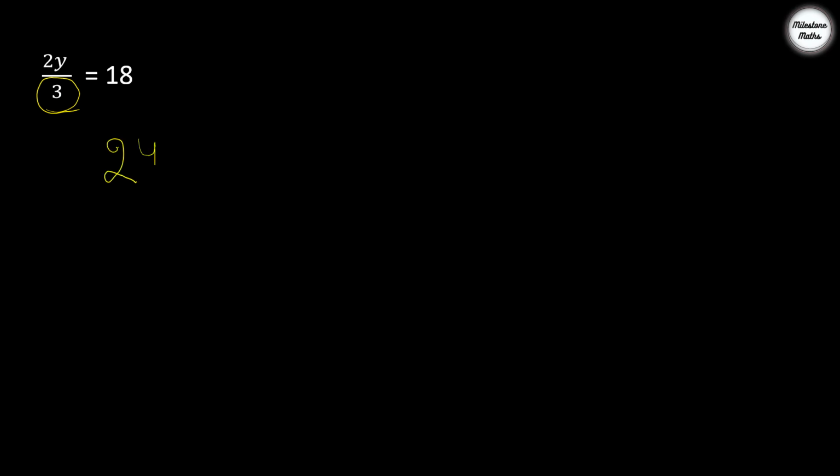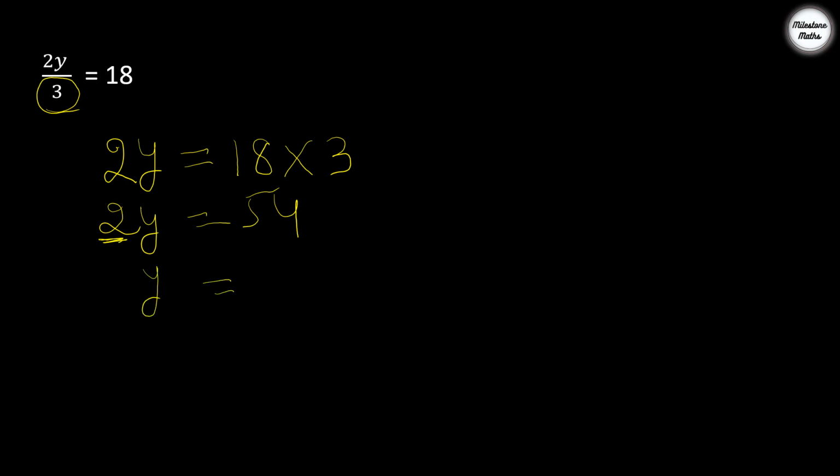So when you are transposing it to the right hand side, division will become multiplication. So 18 multiply 3, so this is 2y equals 54. 18 into 3 is 54. Now we have to get rid of this 2. 2 is being multiplied here, so multiplication will change into division. So it will be 54, and this 2 will be divided there.